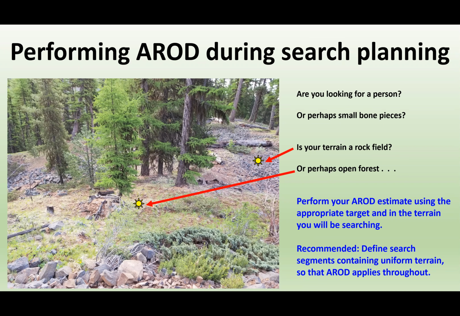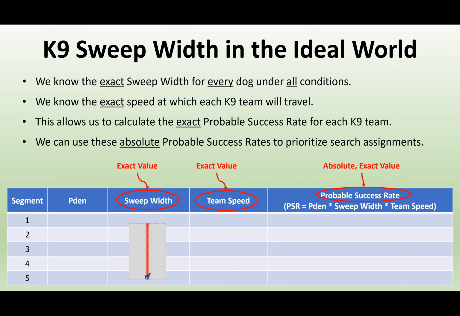All right, so estimating sweep width for our canine buddies, though, is a bit more challenging. Let's first think about canine sweep width in the ideal world. In that ideal world, magically, we would know the exact sweep width for every individual dog under all conditions of terrain and weather. We would just plug that sweep width in, and we'd also have exact values of team speed, and we'd be able to calculate this exact absolute value of probable success rate for each search segment, and we'd be really happy about that. Unfortunately, we don't live in an ideal world, so we need to think about possible alternatives.